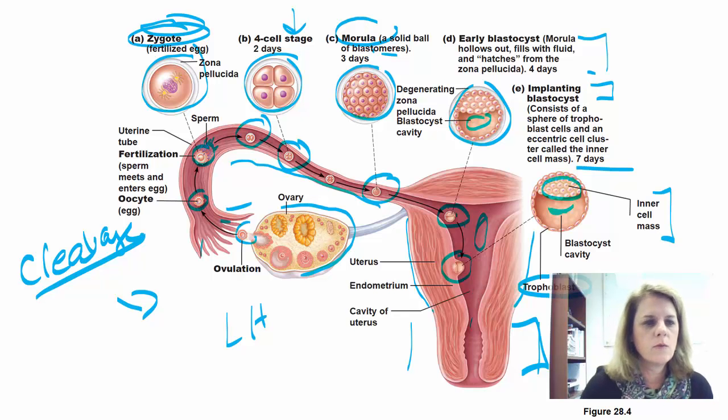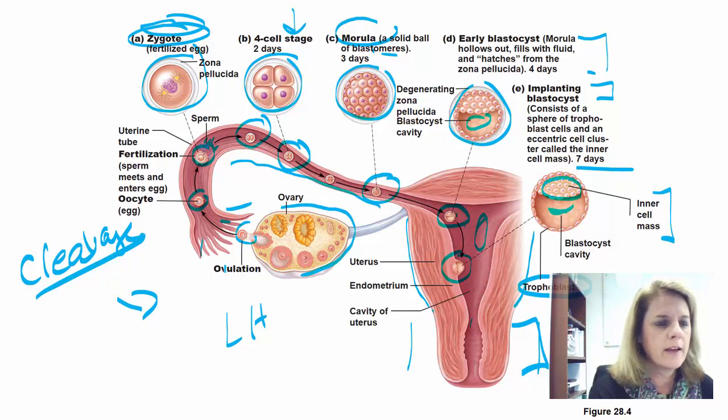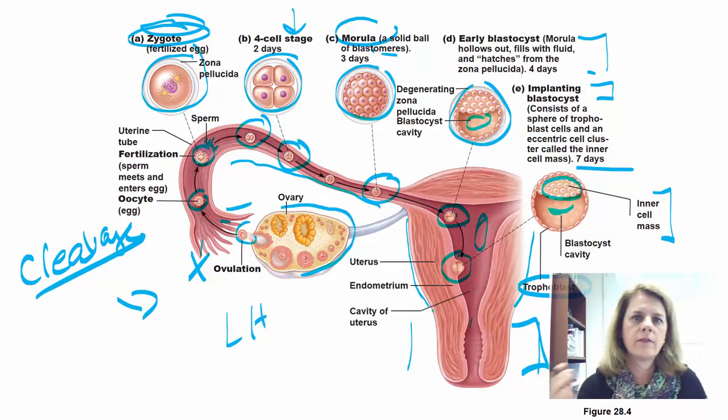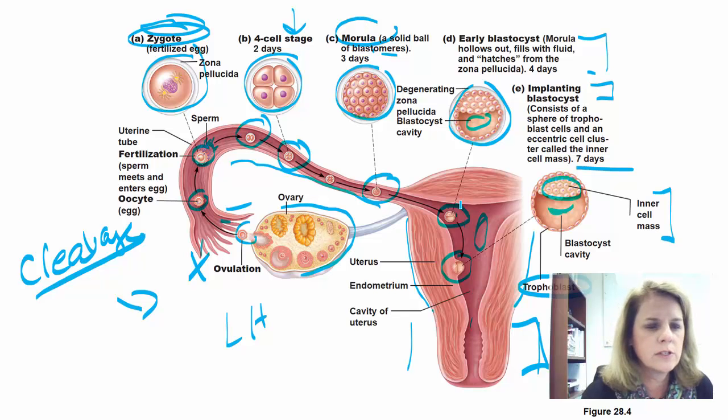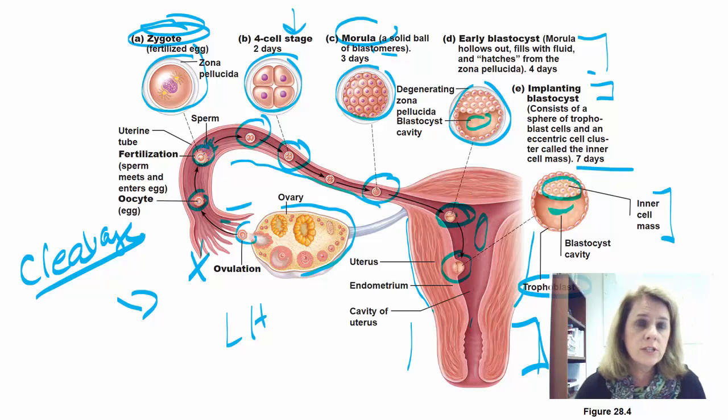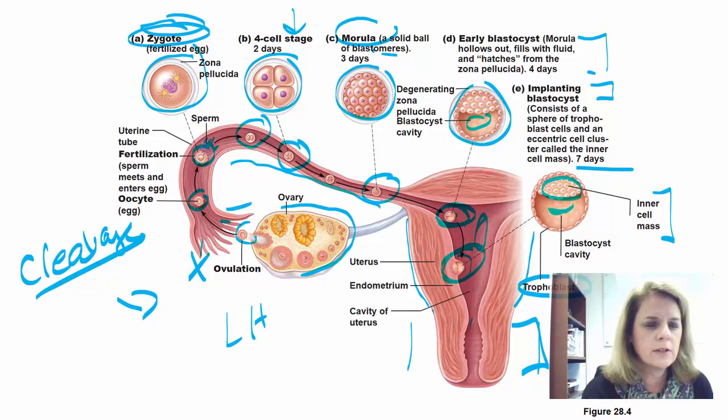Okay, so what you've seen is sperm and egg have met over here. They've accomplished fertilization. The cells start to divide or undergo mitosis until you get more and more undifferentiated cells. By the time it reaches the uterus, these cells are starting to differentiate. Then it implants into the uterus.